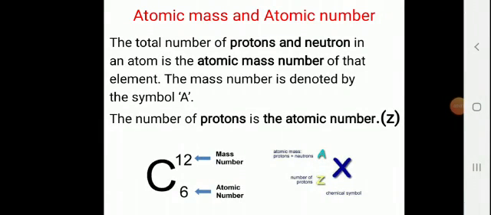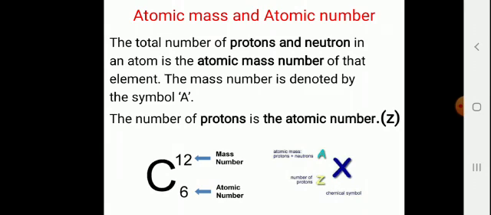Children, we are going to study atomic mass and atomic number. Let me revise a few points. Nucleus is centrally located in an atom. Nucleus contains nucleons, means protons and neutrons together are present in the nucleus. Electrons are revolving around the nucleus in discrete shells.